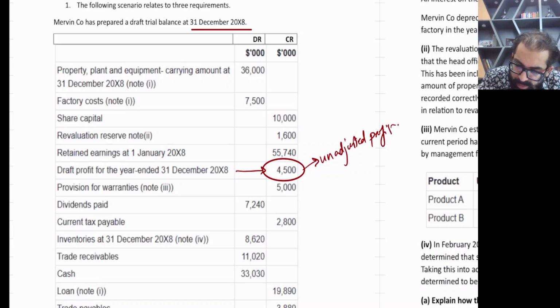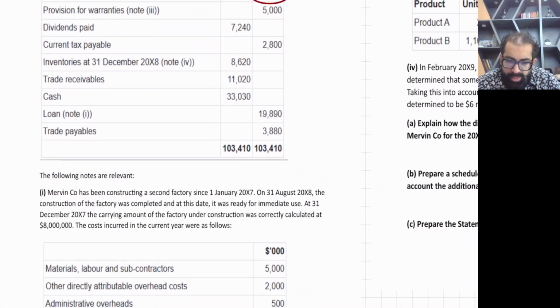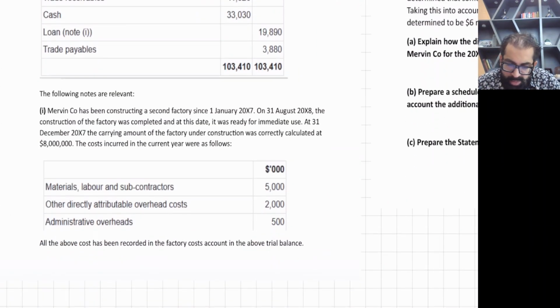And for retained earnings, they have given you the opening balance. Why have they given you opening retained earnings? So that you can take opening retained earnings, add profit after tax, less ordinary dividend, to get closing retained earnings. So closing retained earnings we will be calculating ourselves for the SOFP. Now let's move to adjustment number one.